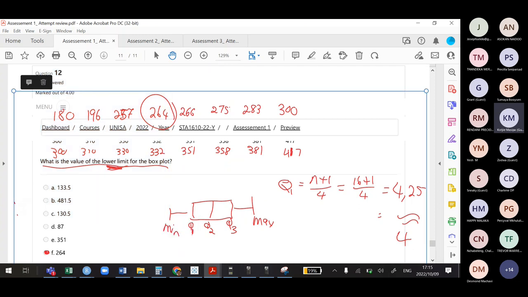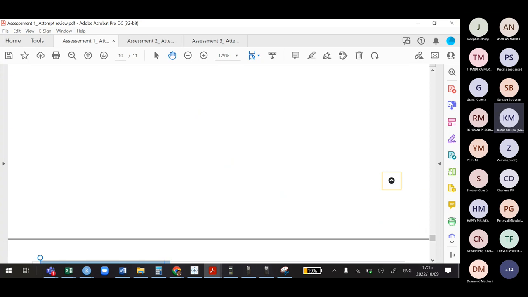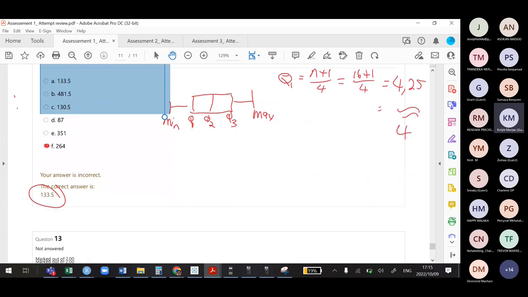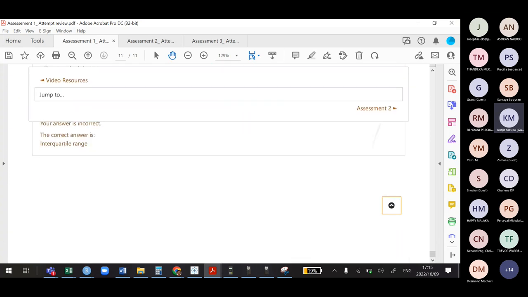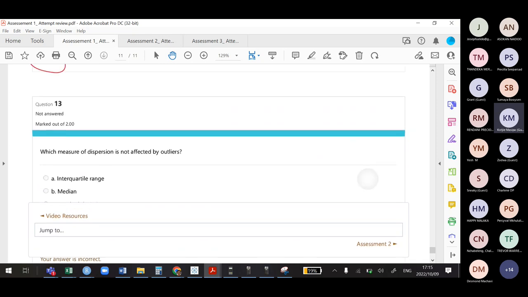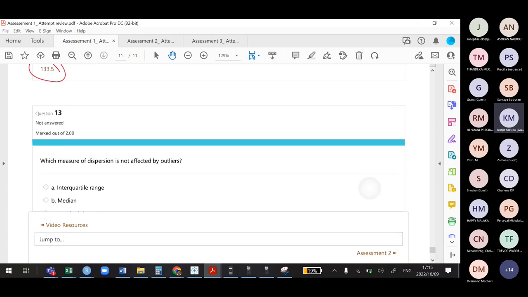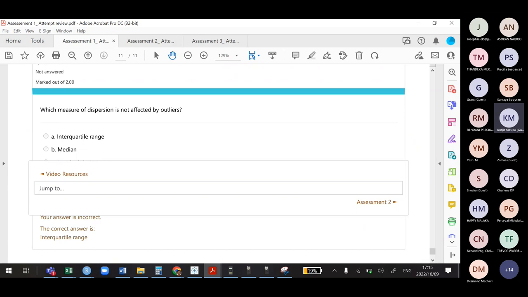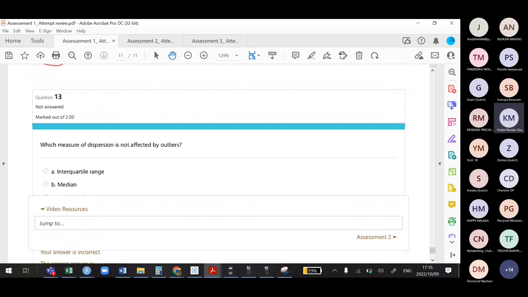Okay, so moving on to, I think, almost the last question. And I can't see what the question was all about. Question 30. Which measure of dispersion is not affected by the outlier?